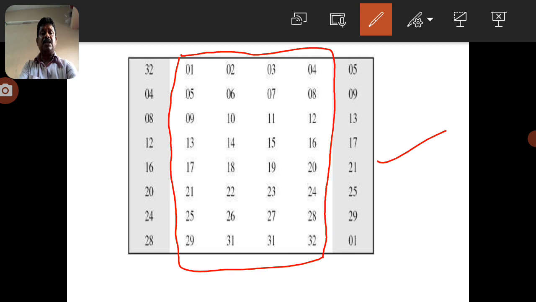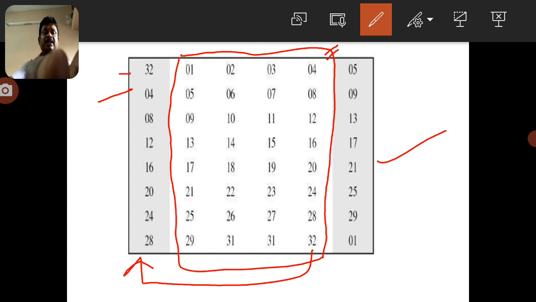Now you can observe the last column. The last column is taken into the first column in a different order. You can observe here that the elements are the same but in a different order. So 32 is the last bit, and here you take it as the first bit, and the remaining are the same: 4, 8, 12, 16, 20, 24, 28. And the first column's bit is taken into the last column, in a different order.